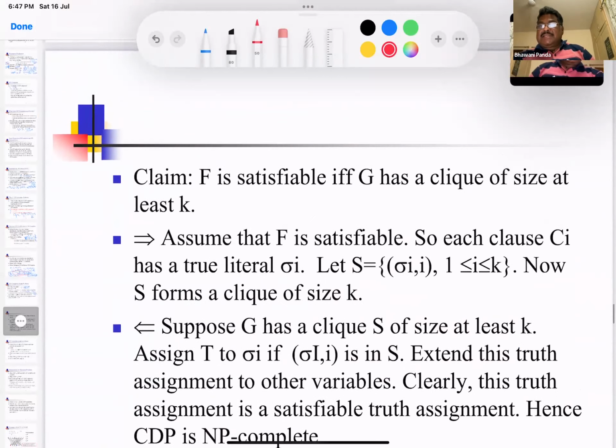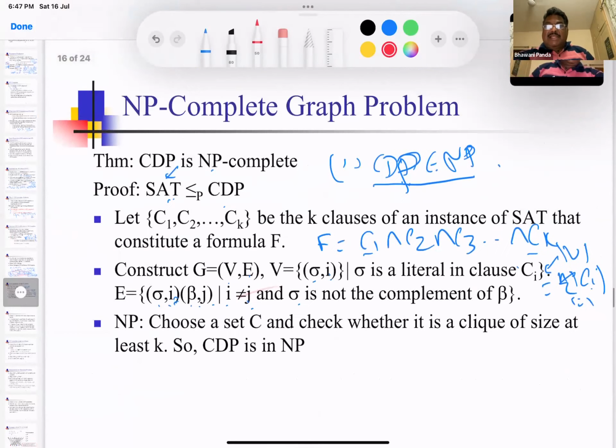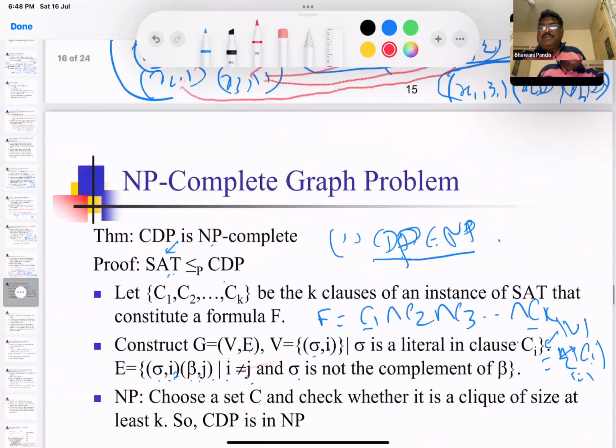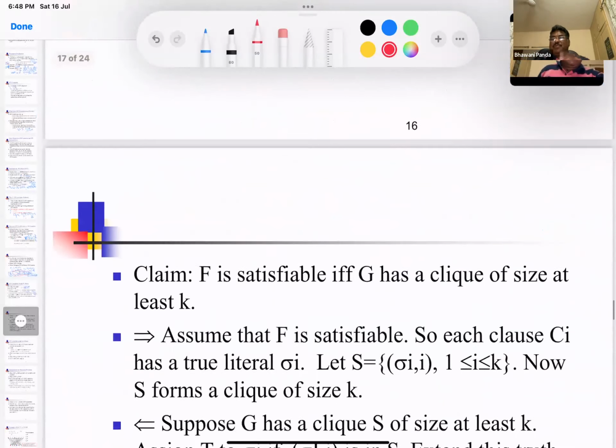You can see that the vertices coming from the same clause form an independent set. So this graph is decomposed into k independent sets, since k clauses are there. Now, what can be the maximum clique? A clique can take only one vertex from each partition because each is an independent set. So the clique size can be at most k. But the clique size is k if and only if the formula is satisfiable. That is what is to be proved.